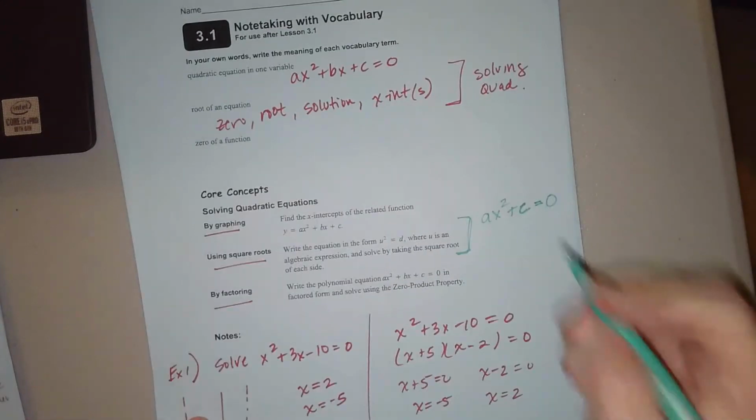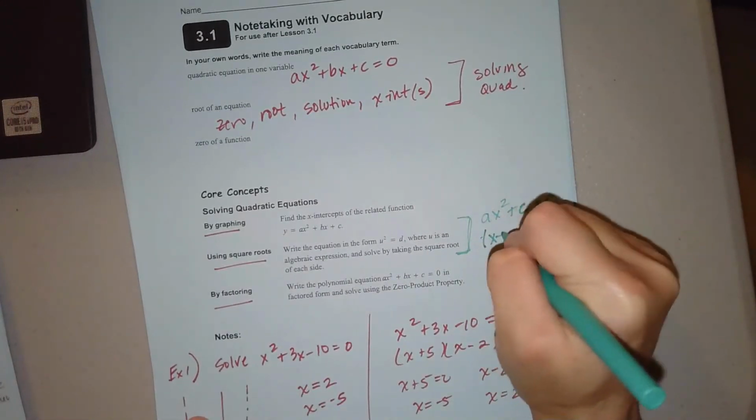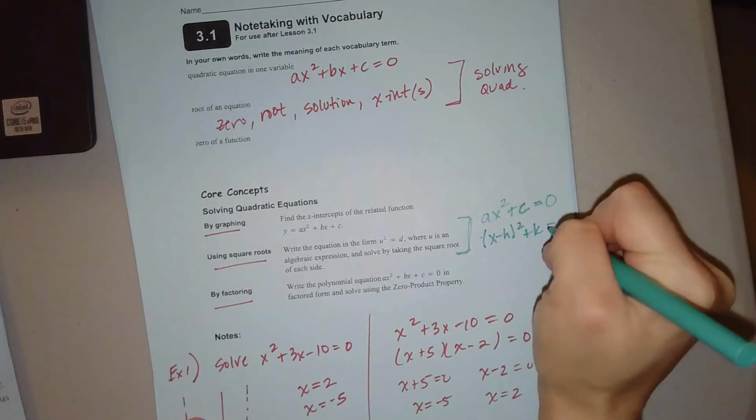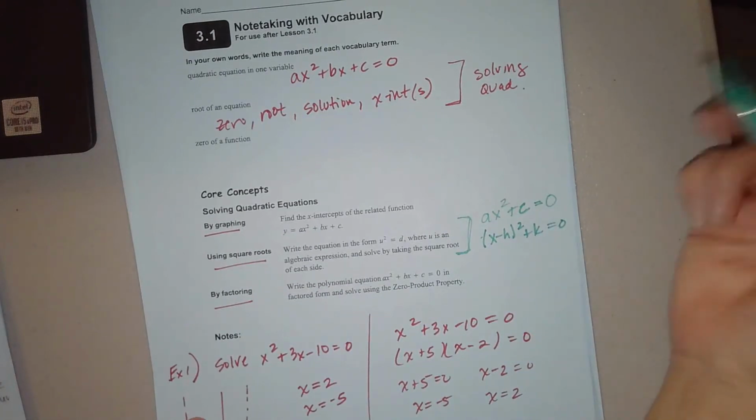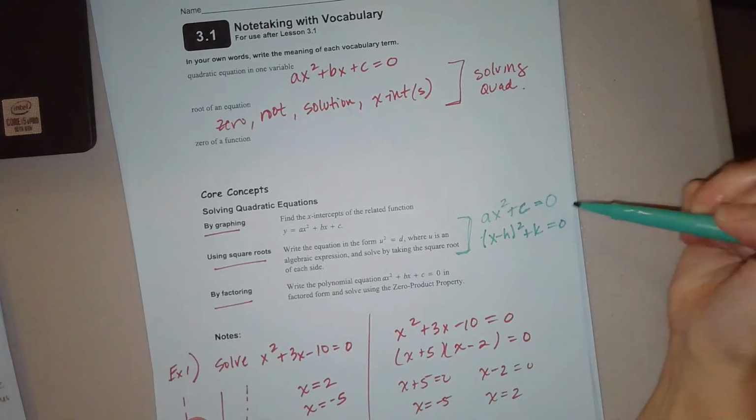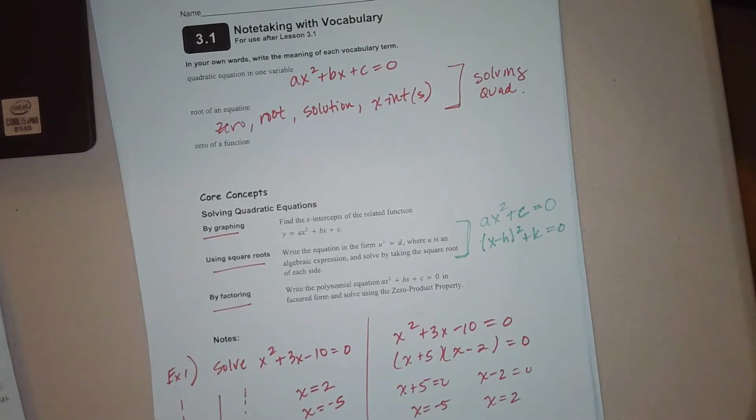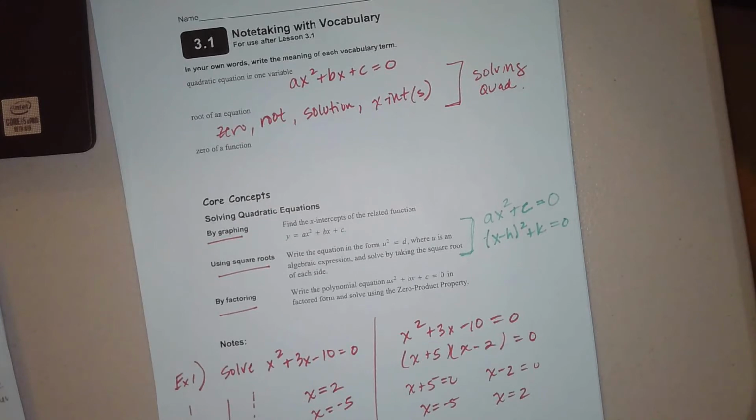Another example of when we use the square root method, which we'll get to in a minute, is if you had vertex form of an equation. So if you have no middle term and if you have vertex form, we generally use the square root method. Factoring we use with trinomials, but we also use with binomials as well.